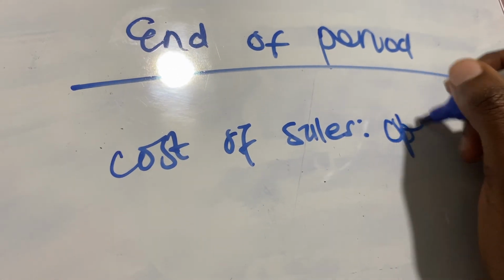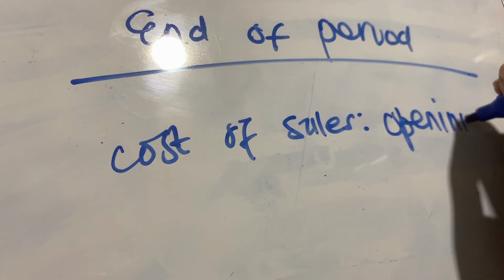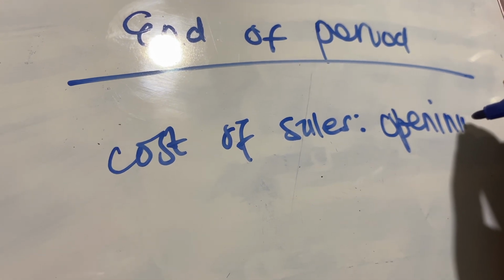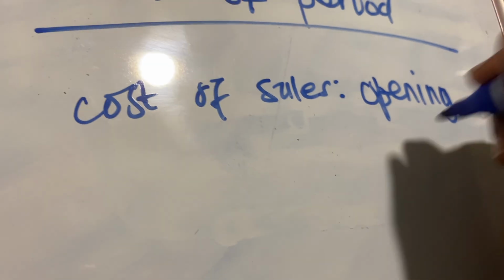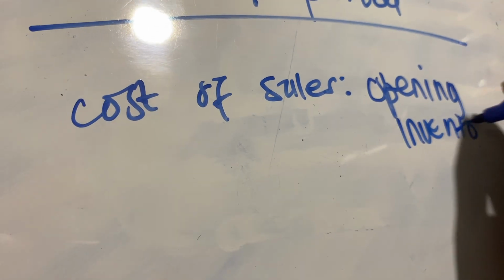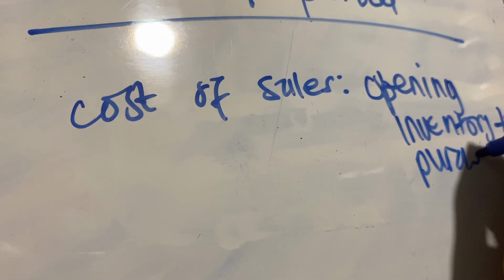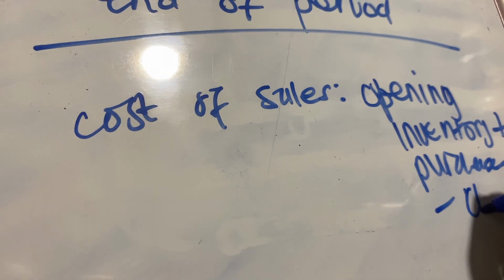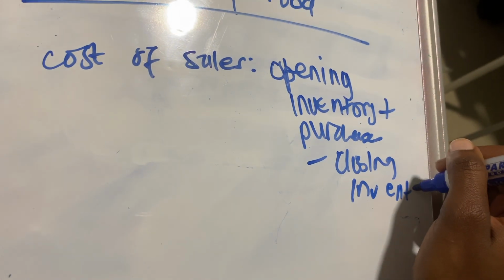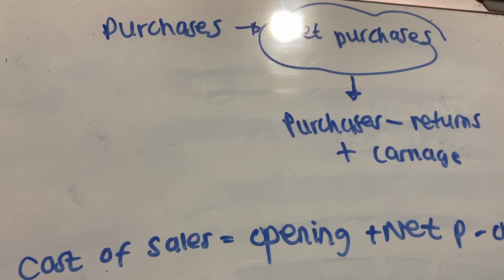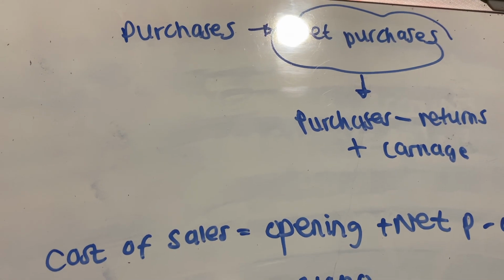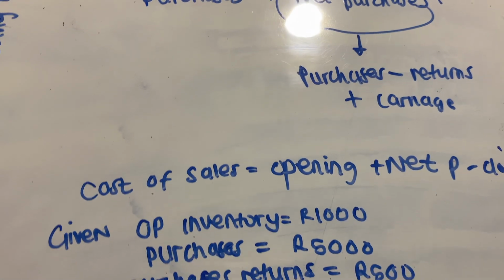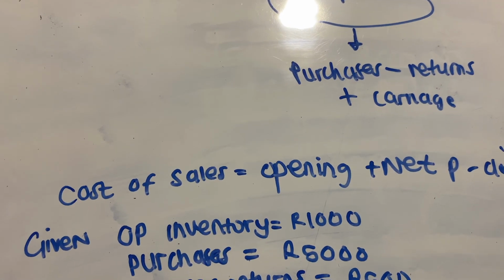Cost of sales is equal to opening inventory plus purchases minus closing inventory. If you can see that properly. At the end of the period, when calculating cost of sales, consider the net purchases and not the purchases. So to calculate the net purchases, you need to say purchases minus returns plus carriage.